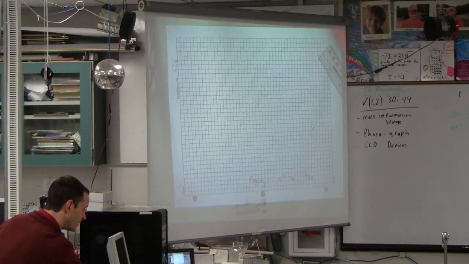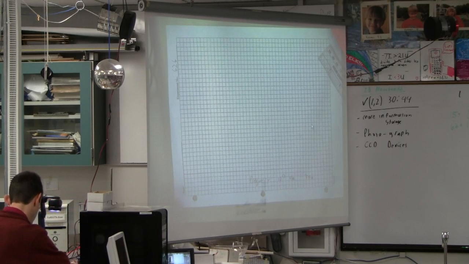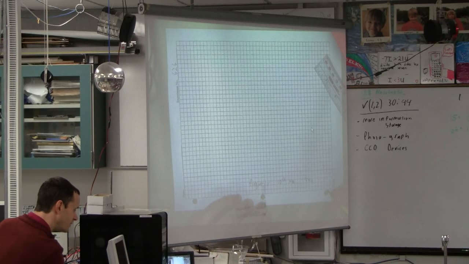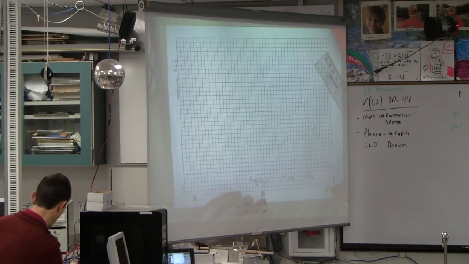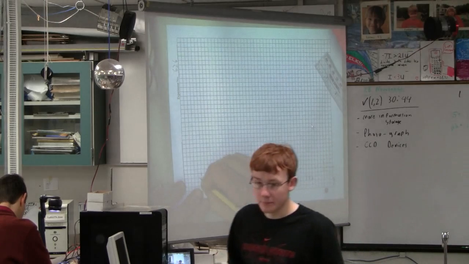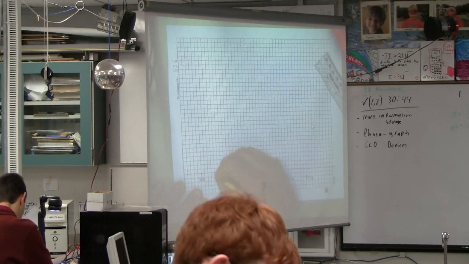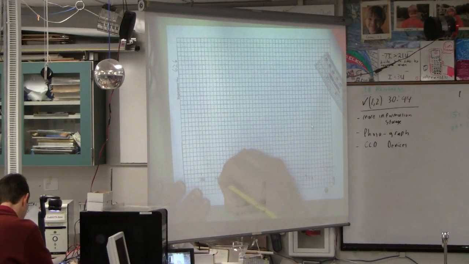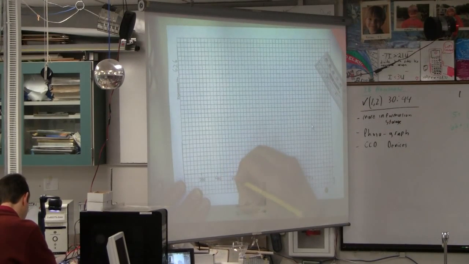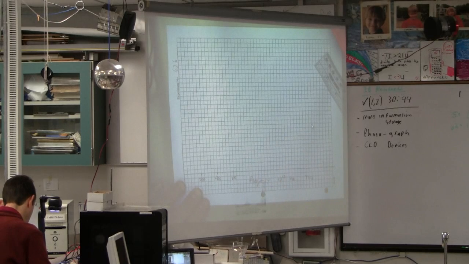Okay, and for that scale, I think that it's 40 terahertz per square, yeah? Let's just see how that works. 1, 2, 3, 4, 5. 5 times 40 is 200, isn't that right? Yep. 1, 2, 3, 4, 5. That'd be 400. 1, 2, 3, 4, 5. That'd be 600, I think. Is that going to work? Yeah. That's going to be too small, isn't it?